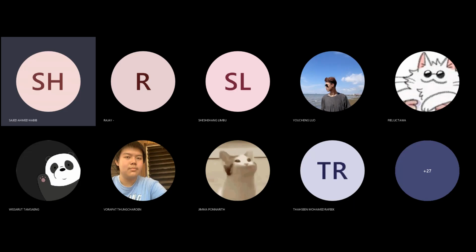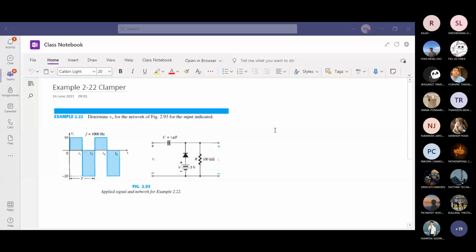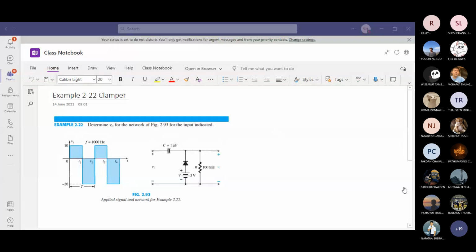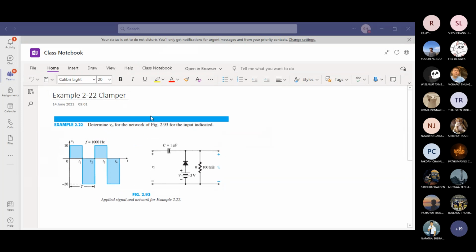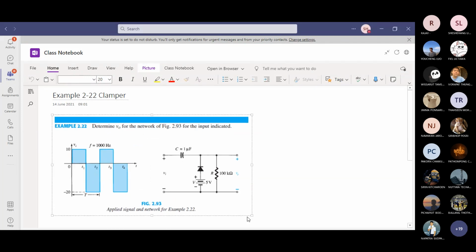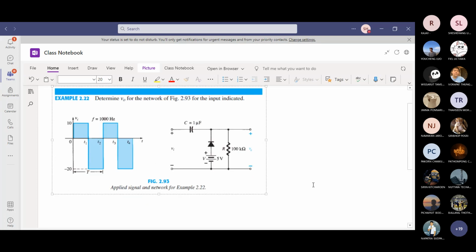So let me bring you back, or rather bring you to a problem that I have prepared for you. This is a worked out example of chapter 2, example 2.22. And it is already worked out in the book, but we can do it again. And we'll ask a few questions. We're going to go by rotation, just like previous classes.